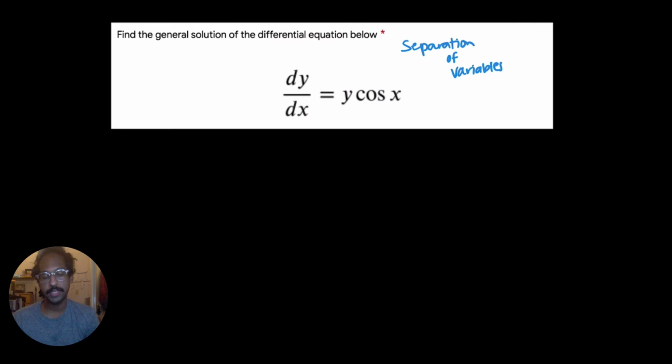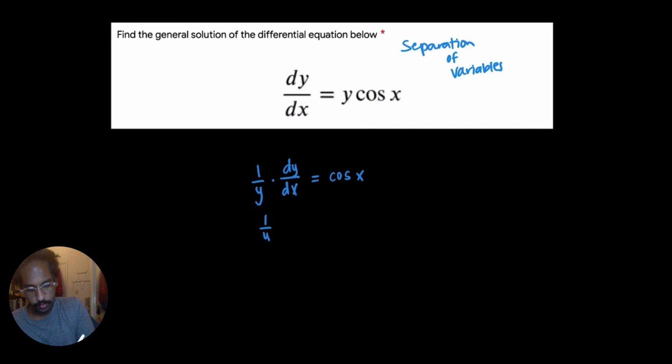So let's get all the y's on the left and the x's on the right. In order to do that, I'm going to have to divide by y on both sides. So I'm going to get dy over dx times 1 over y equals cosine x. And then I'm going to multiply by dx on both sides. So I get 1 over y dy equals cosine x dx. And remember, this dy dx is not actually a fraction. dy over dx is Leibniz notation to represent the derivative. However, we can use it like a fraction in this case, which is why it's really convenient.